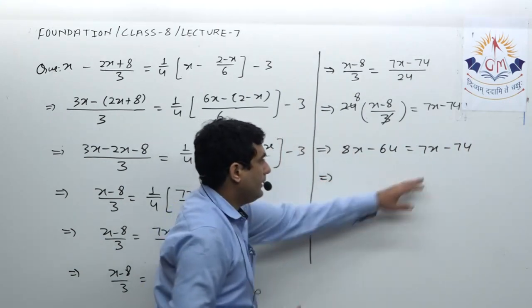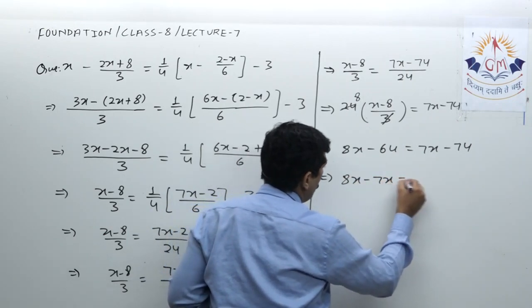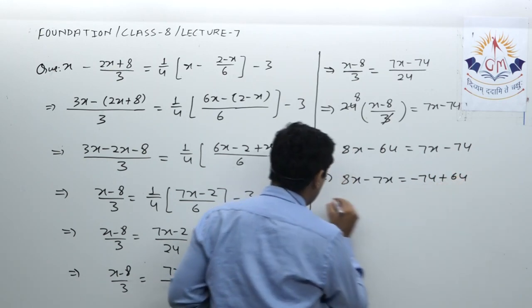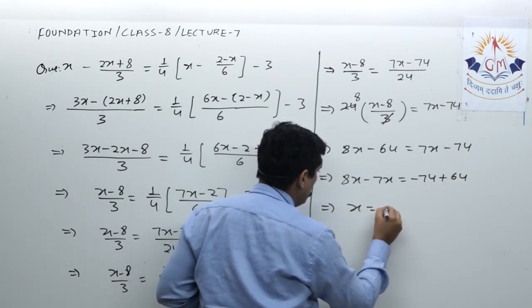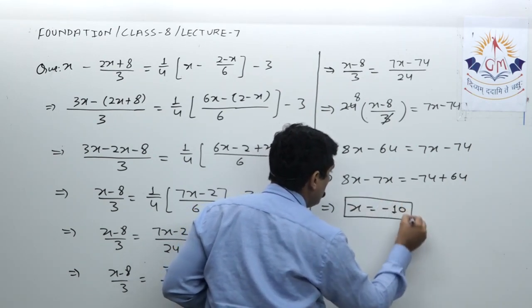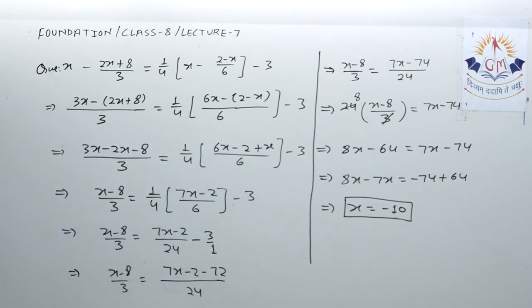So now I'll take this x on this side. So 8x minus 7x is equal to minus 74 plus 64. Therefore x is equal to minus 10. This is my final answer. Please note it down. Then we'll see the next question.